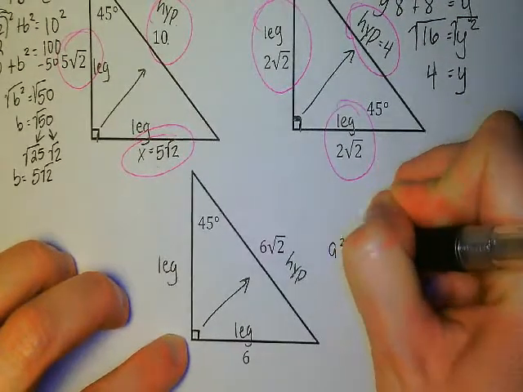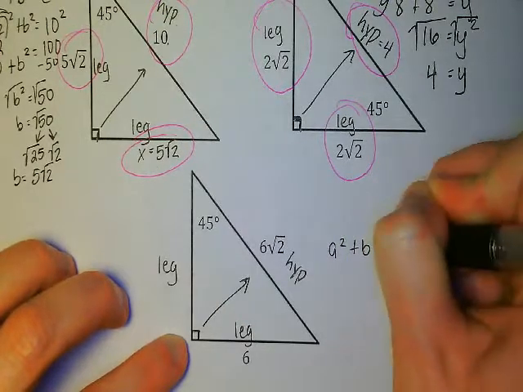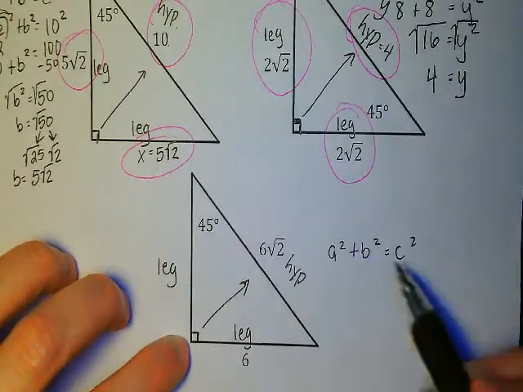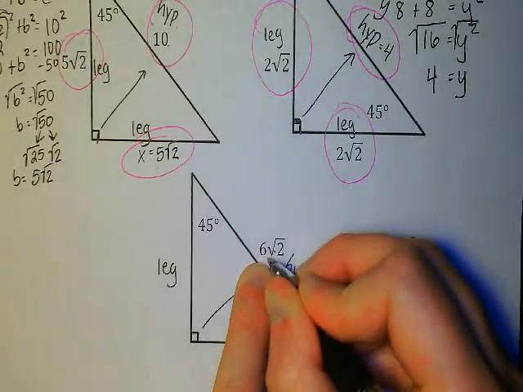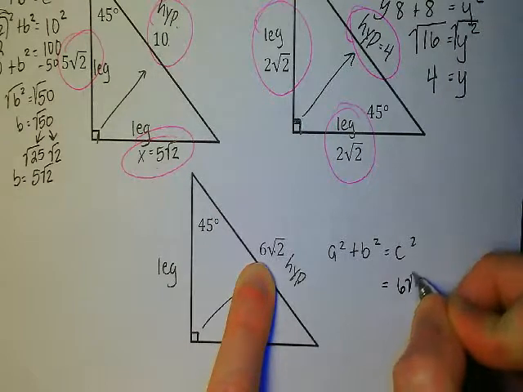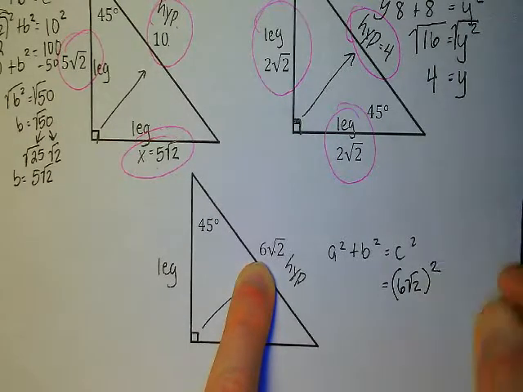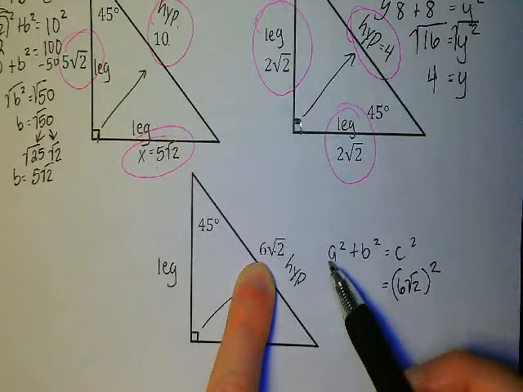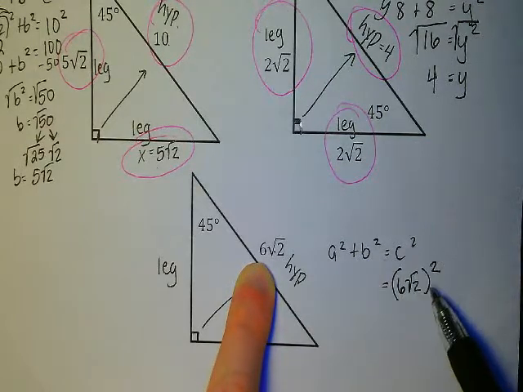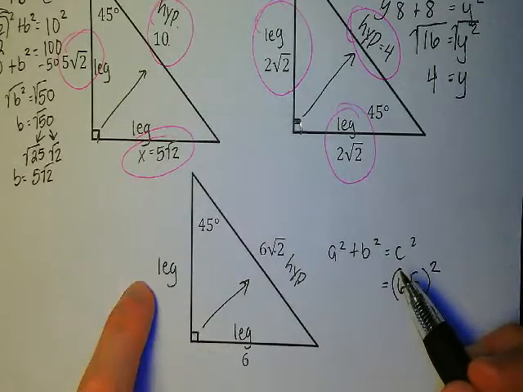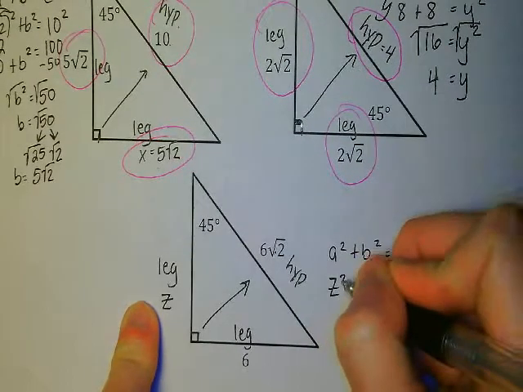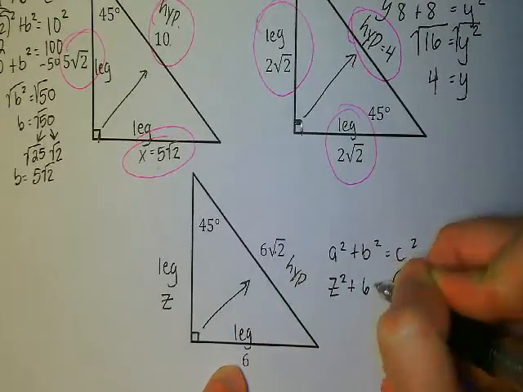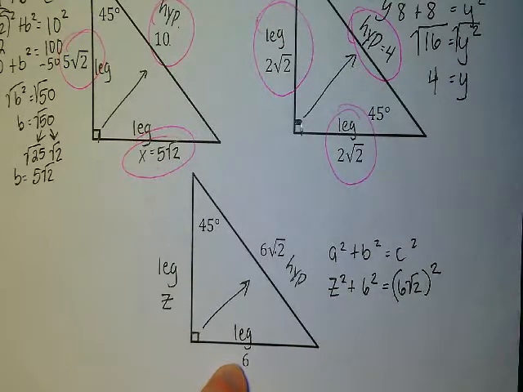Alrighty, you should have written a squared plus b squared equals c squared, which is our Pythagorean theorem. And remember that c is always our hypotenuse. So I'm going to go ahead and substitute for c 6 times the square root of 2. And remember, in the Pythagorean theorem, it's leg squared plus leg squared equals hypotenuse squared. So I'm going to have to square that hypotenuse. And that's going to equal my leg squared. We're going to call my missing leg z. So z squared plus, my other leg is 6, 6 squared equals 6 square root of 2 squared.